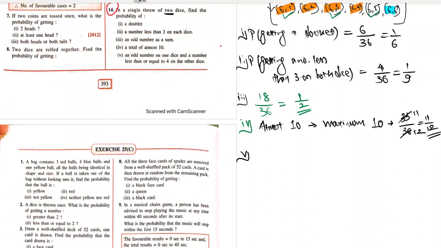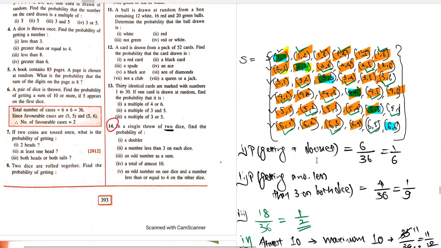An odd number on one dice and a number less than or equal to 4 on the other dice. They are not saying an odd number on the first dice, but an odd number on any dice, and the other number should be less than or equal to 4. Less than is okay, and equal to 4 is also okay. Let's underline this. This is going to be challenging. An odd number on one dice. So I think the first row we have to keep in mind.